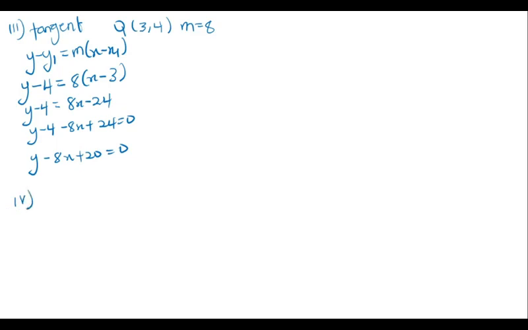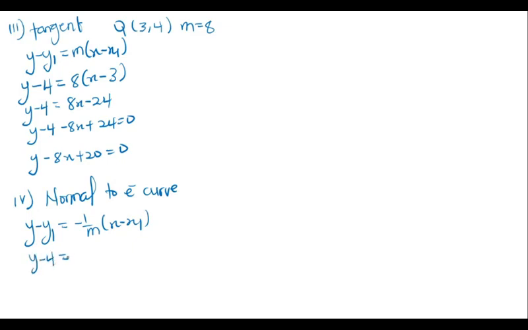So let's move on. Our IV, the normal to the curve. The normal in this example will be what? y minus y1 equals what? Negative 1 over m into bracket x minus what? x1. So we have what? The same thing. y minus 4 is equal to negative 1 over 8 into bracket x minus what? x1. So the x1, sorry, over here will be 3.